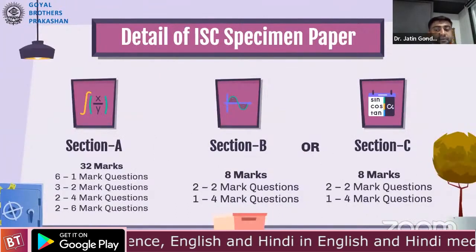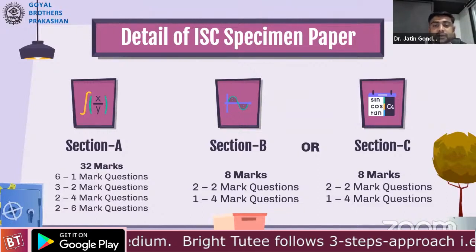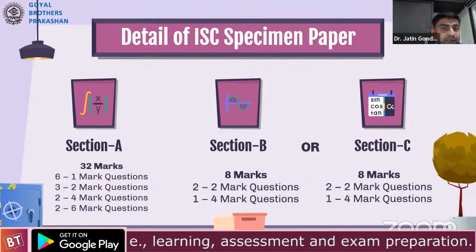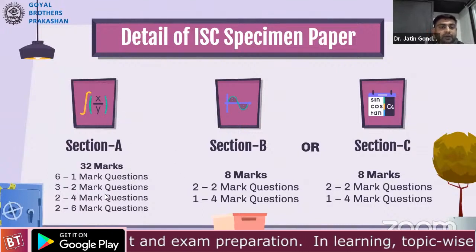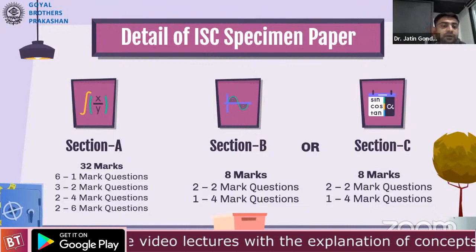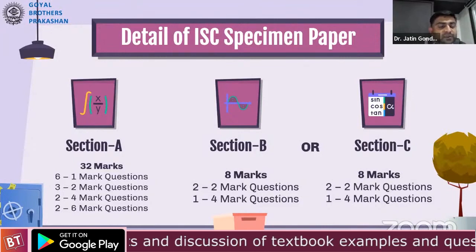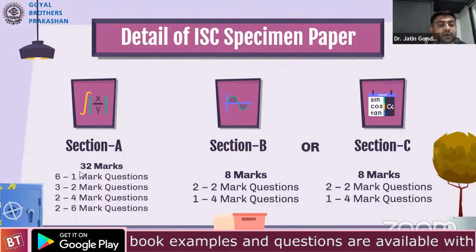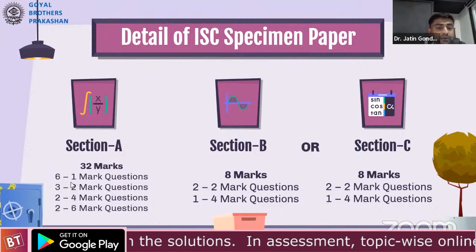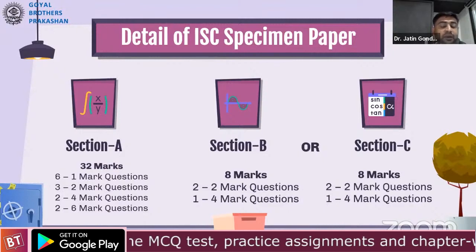Now details of the ISC specimen paper. We have 3 sections. Section A is compulsory for all the students, and we have option in section B and section C. As per the specimen paper published by ISC, if we discuss the distribution of marks, then section A will be of 32 marks and section B and C will be of 8 marks. In the 32 marks section, that is section A, we can have 6 one-mark questions, 3 two-mark questions, 2 four-mark questions, and 2 six-mark questions.